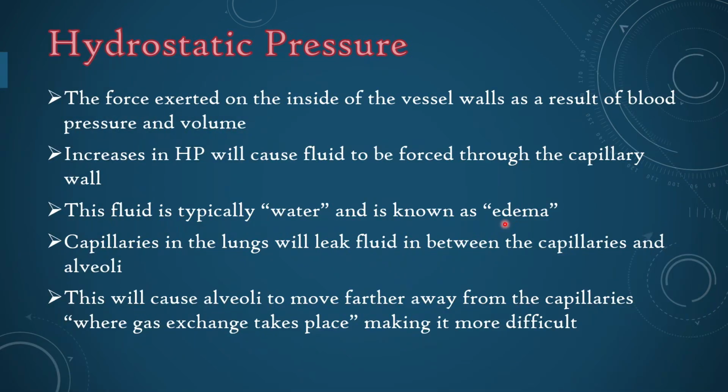So a lot of times people with congestive heart failure have a blood pressure of 180 over 110. So that hydrostatic pressure is super high. Anytime you have an increase in blood pressure, you're going to have an increase in hydrostatic pressure. That blood is just rushing down, and the hydrostatic pressure is causing that plasma to leak out. That's known as edema. Capillaries in the lungs will leak fluid in between the capillaries as well. This will cause alveoli to move further away from the capillaries where gas exchange takes place, making it more difficult.